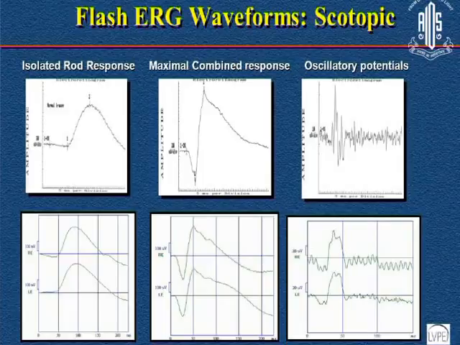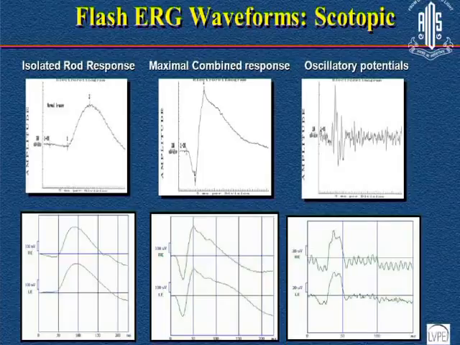So these are noiseless waveforms, very clear cut. The rod response is a bell-shaped curve, tall. The maximal combined response has a downgoing sharp wave and an upgoing long wave. And then the oscillatory potentials, four or five very clear-cut waveforms.